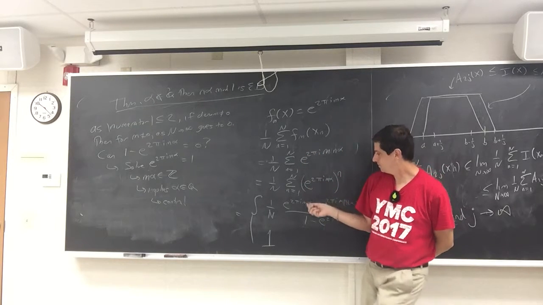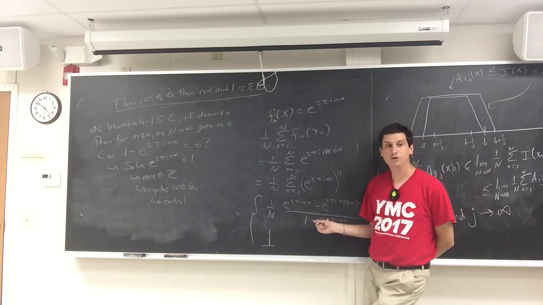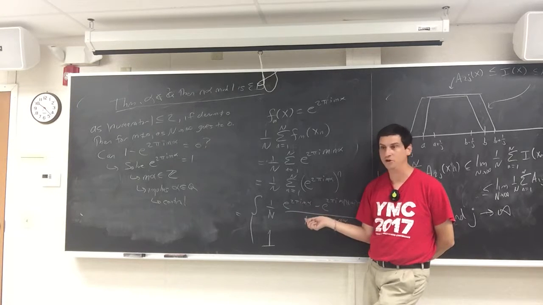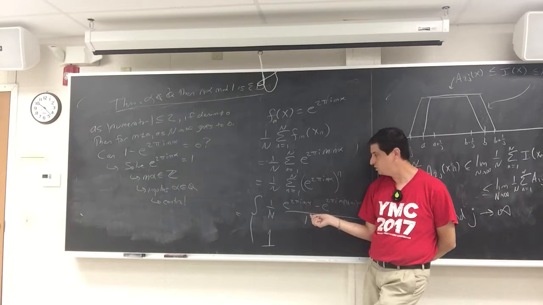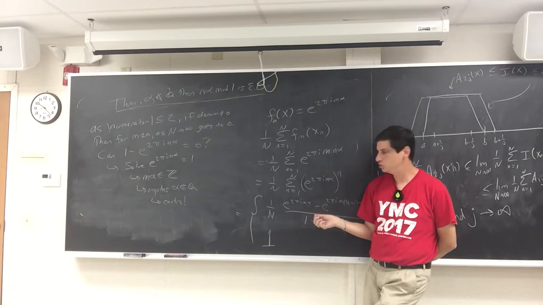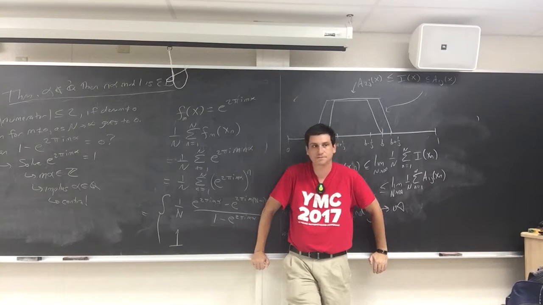Now, mα could be close to an integer, and different values of m could get closer and closer and closer to an integer, which could make this denominator smaller and smaller and smaller. But as long as there's no n dependence here, we're OK. So we need some control over how close things are. OK?